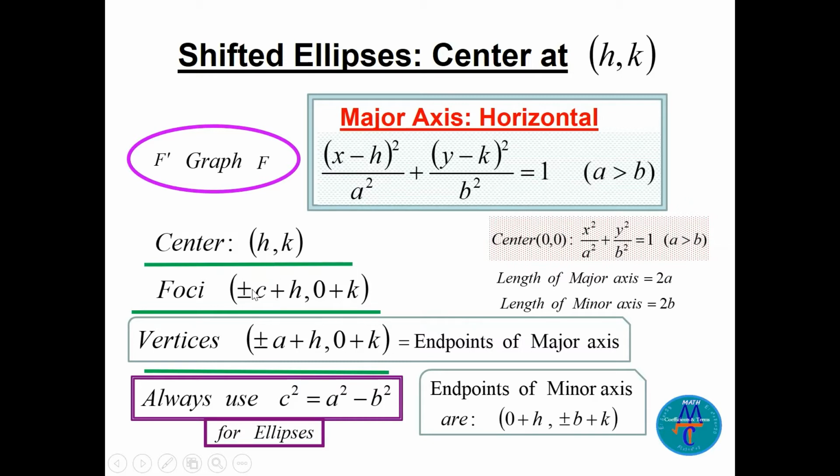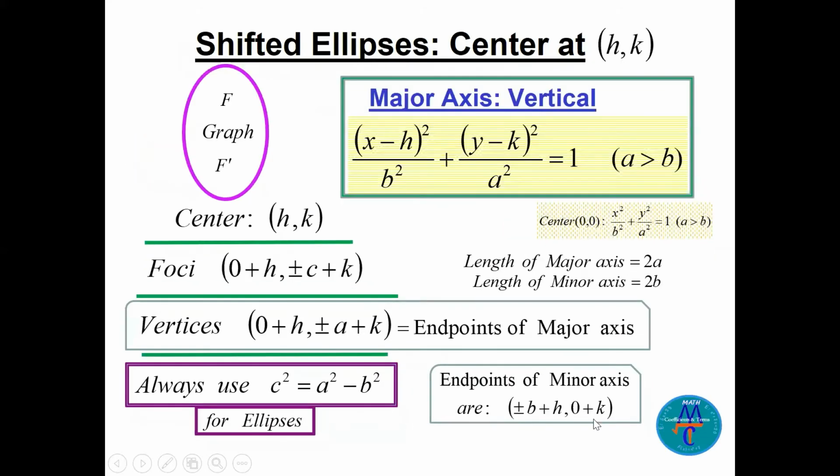Now we put all this information, which is easy. Center is (h, k). The foci, it was before plus or minus c, 0. Then we add h for the x, we add k for the y because the shifting is h and k. Now the vertices, it was before plus or minus a, 0. We add h on the x, k on the y. This is the same formula always for every ellipse: c squared is equal to a squared minus b squared. Remember, the vertices are the endpoints of the major axis, and the endpoints of the minor axis are h, plus or minus b plus k.